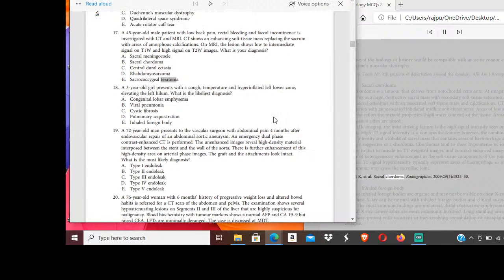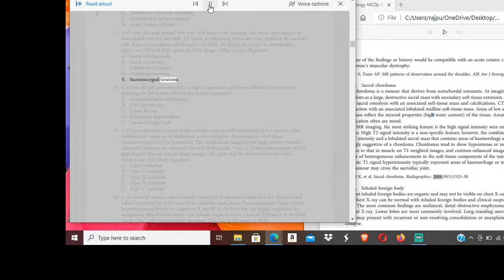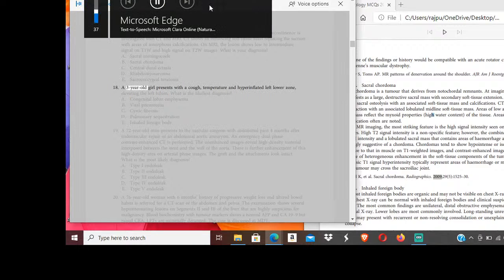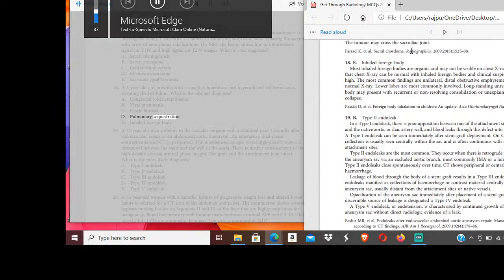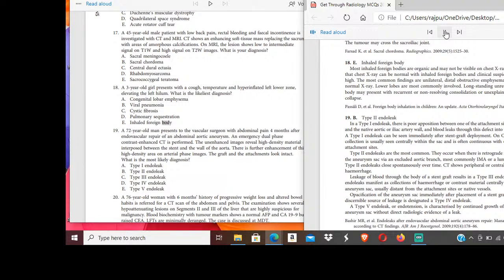ETAL sacral chordoma. Radiographics. 2009. Teratoma. 18. A 3-year-old girl presents with a cough, temperature and hyperinflated left lower zone, elevating the left hilum. What is the likeliest diagnosis? A. Congenital lobar emphysema. B. Viral pneumonia. C. Cystic fibrosis. D. Pulmonary sequestration. E. Inhaled foreign body.